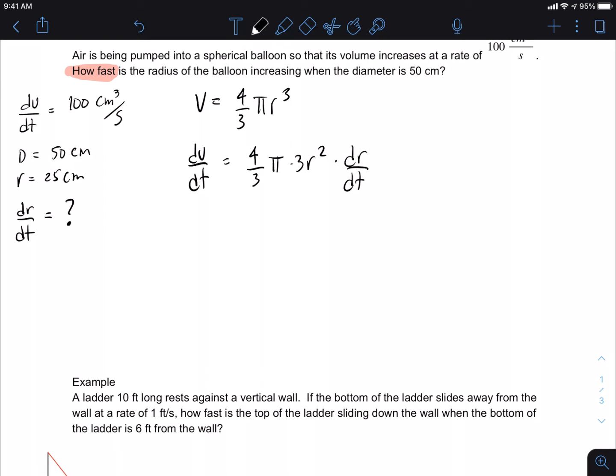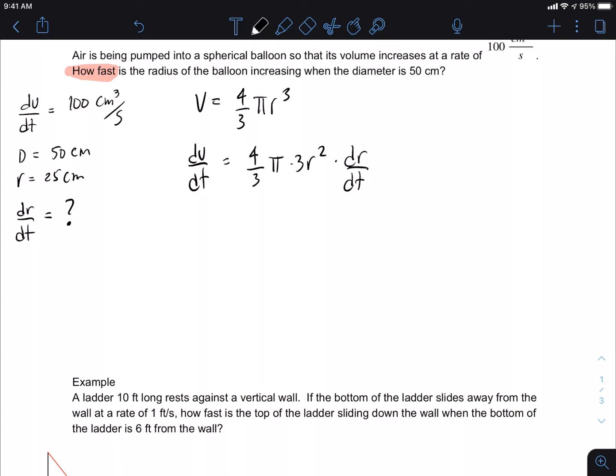All right? One of the things that you'll know too with these problems when we're talking about with respect to time, they're always going to be implicitly done because time is something that affects everything, right? So now we're going to use some of the information that we know. Do we know what dV/dt is?